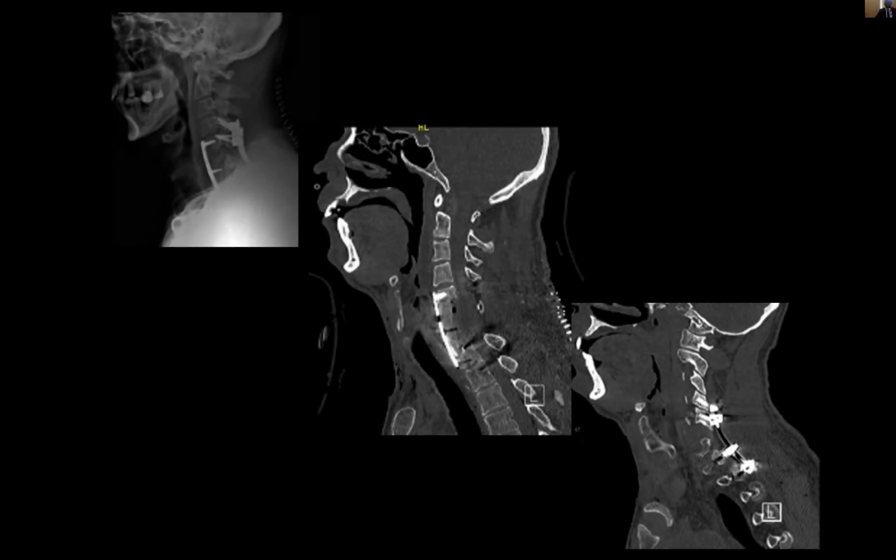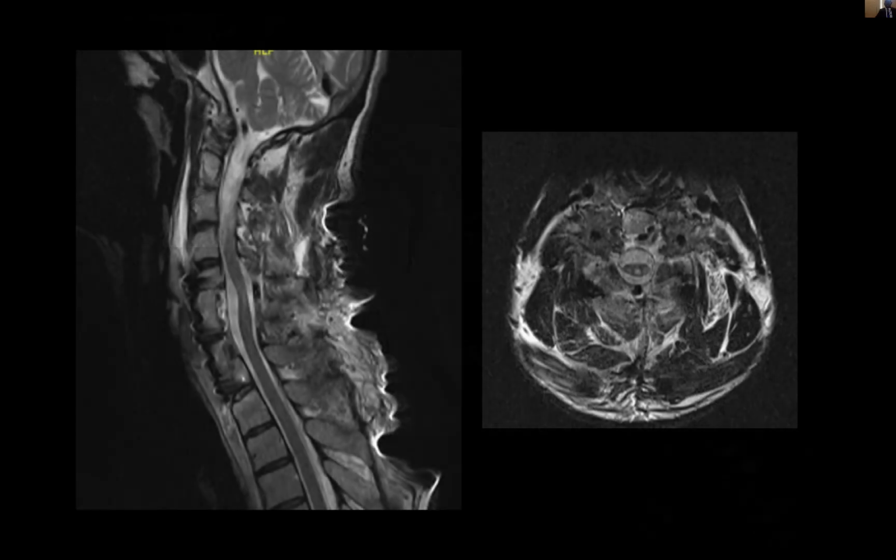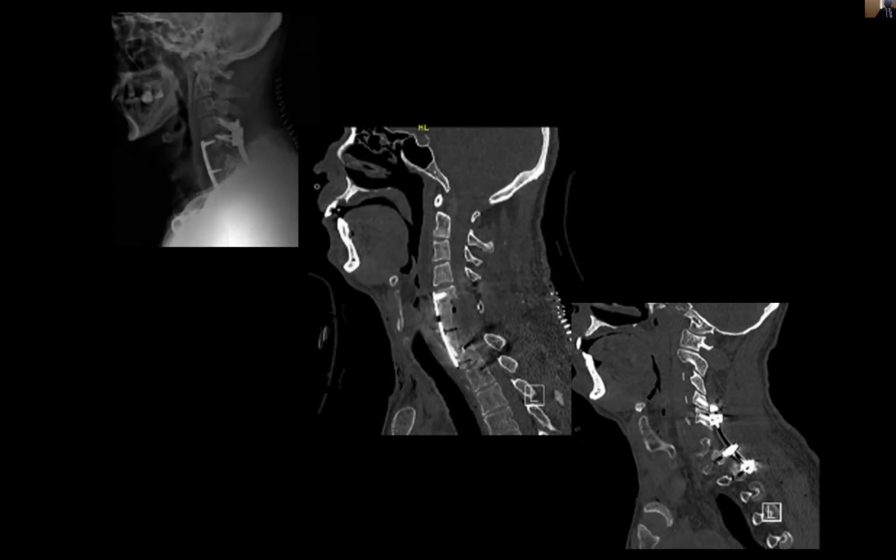And what was the pathology? The pathology was bladder tumor metastasis, and radiotherapy and chemotherapy. Thank you.